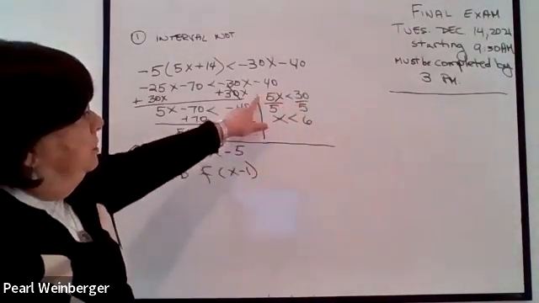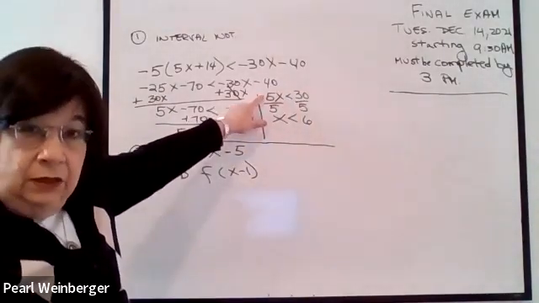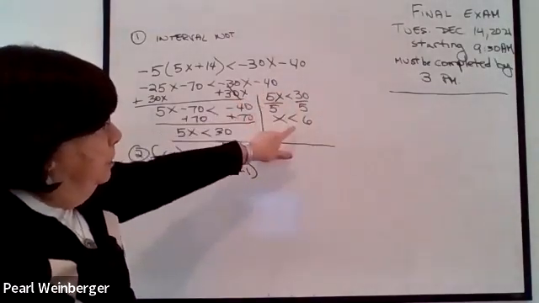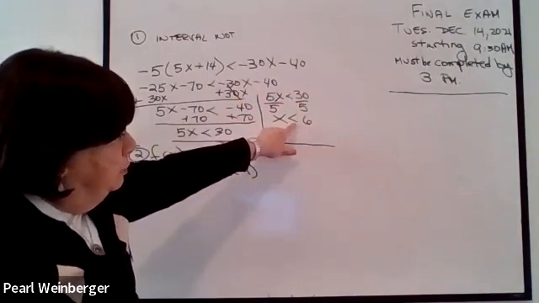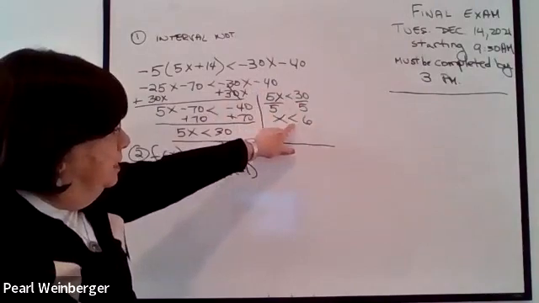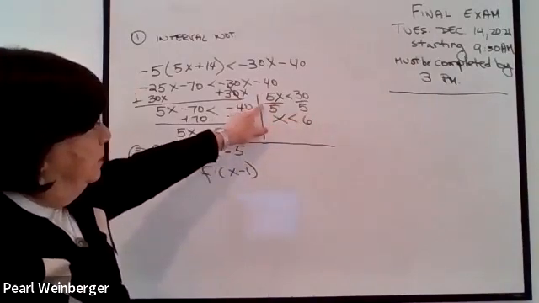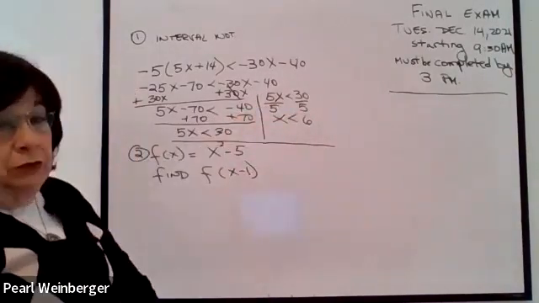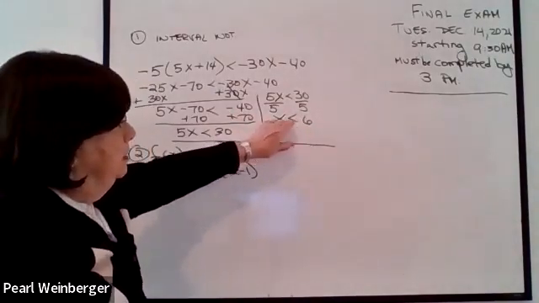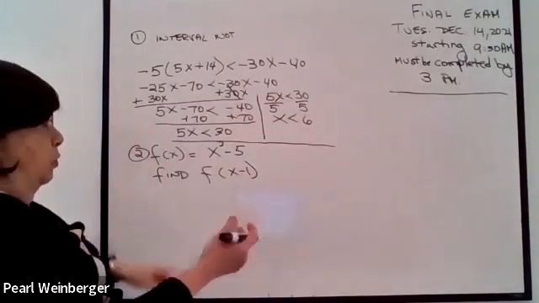Remember, if the number in front of the x is a negative number, and you divide by a negative number, that's when you change the direction of the inequality. We divided by a positive number, so we left this as a less than. But if this would have been a negative 5x, and I had to divide by the negative 5, I would have had to switch the direction of the inequality. This is the answer, not in interval notation, but as an inequality.